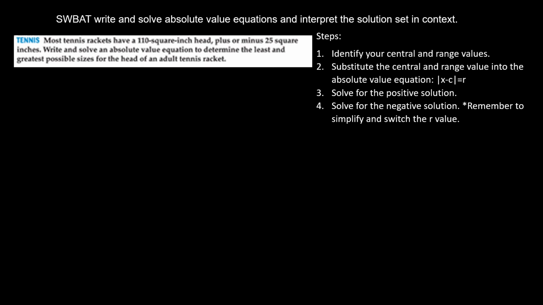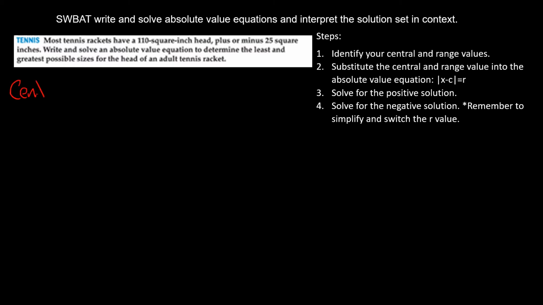It says most tennis rackets have a 110 square inch head plus or minus 25 square inches. Write and solve an absolute value equation to determine the least and greatest possible sizes for a head of an adult tennis racket. Okay. So step one says to identify the central and range values. Well, what does that mean, right?